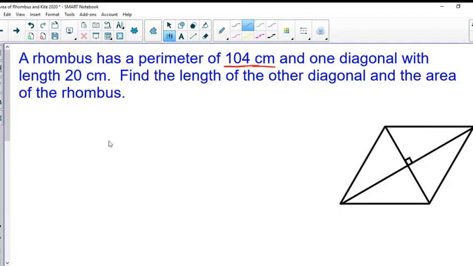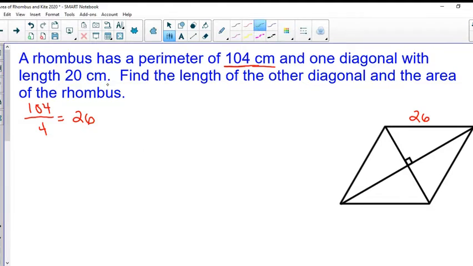So first thing we're going to do is take our 104 and divide it into four pieces, and that's going to give us 26. So that means when we come over here to our picture, all of these sides are going to be a length of 26.